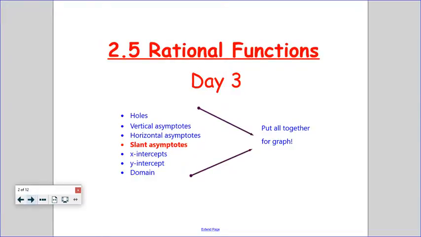Okay, so day 3, we are finally putting it all together here. Notice our list of things that we are doing. Actually, domain could probably be listed first, and then we probably want to look at that before we identify a hole in our graph, because domain includes everything that was ever in my denominator. The only thing that we are changing on here, or adding, I should say, is slant asymptotes.